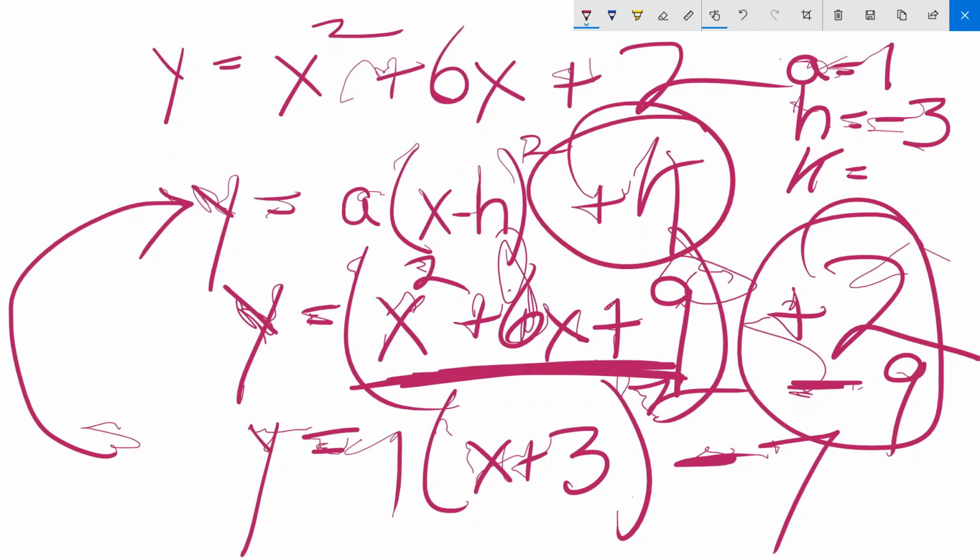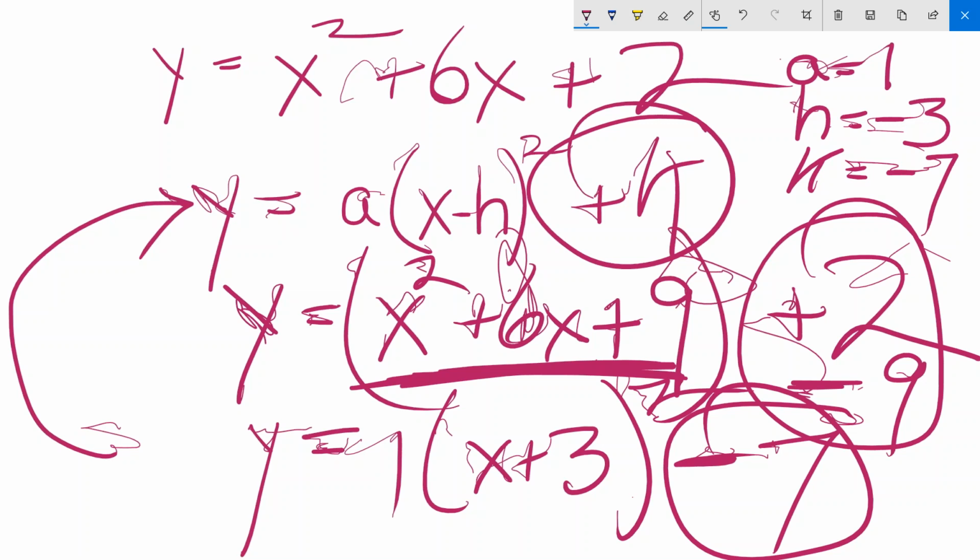There's k right there. What are we looking at? Minus 7. What's k? -7. Got it. Now, what are h and k? That's the coordinates of the vertex.